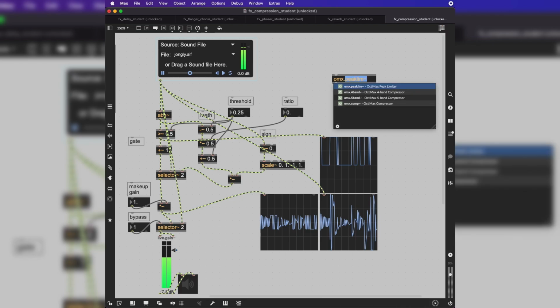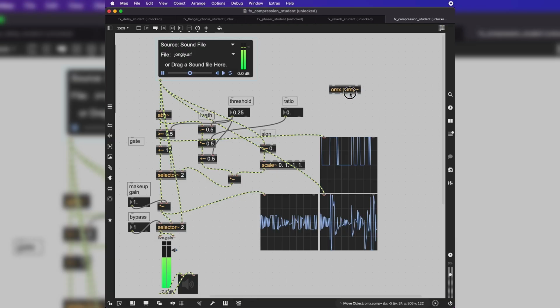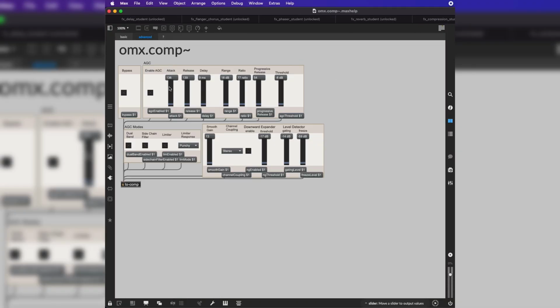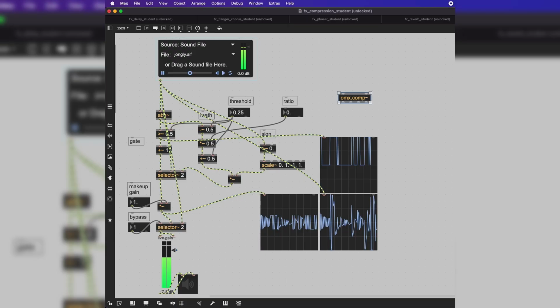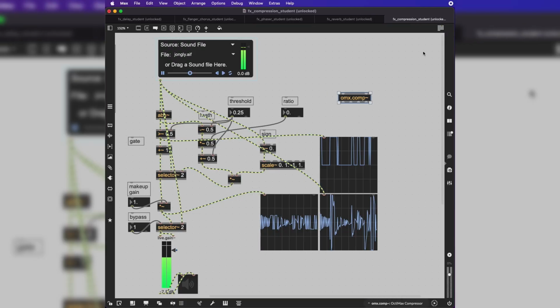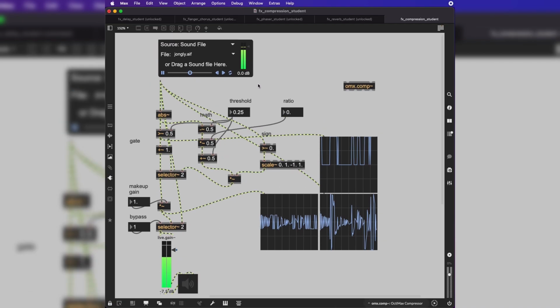An easy way to compress sounds is to use the omx.comp object, which will give you a lot of parameters you can play around with. You can check the help file, and you will see that you can send it a lot of different messages to create sophisticated compressors. So go ahead and take a look at this object to make your compression a bit more practical. Otherwise, this is how you do manual compression.